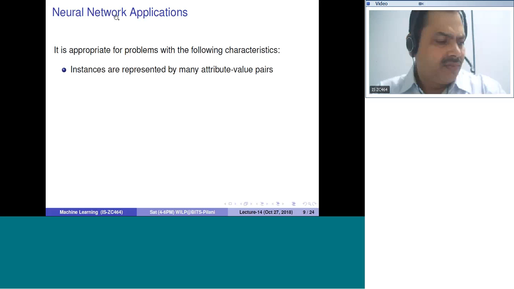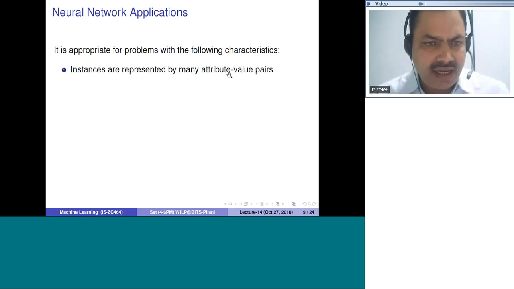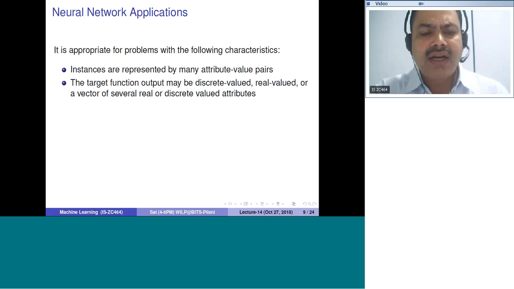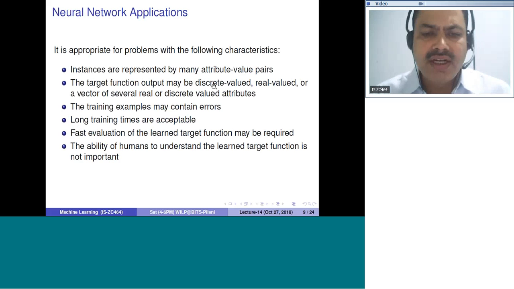Okay, so there are various applications of the neural networks. It is appropriate for problems with the following characteristics. Instances are represented by many attribute-value pairs, means when the dimensionality of the data is high, and the target function output may be discrete values, real valued, or means real values are given to you. The training examples may contain error, and this was the biggest problem.